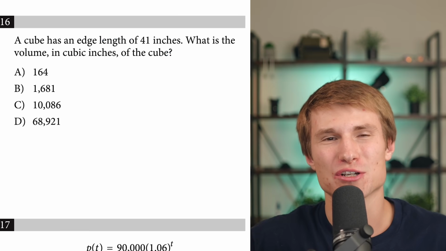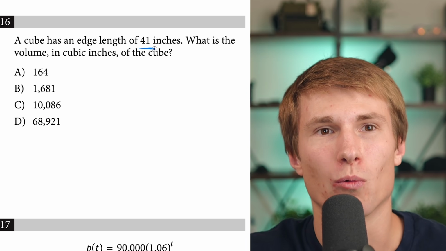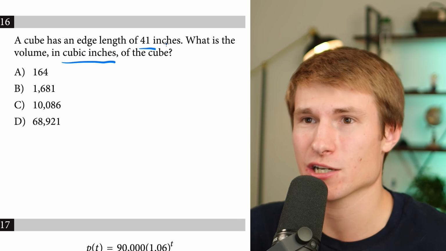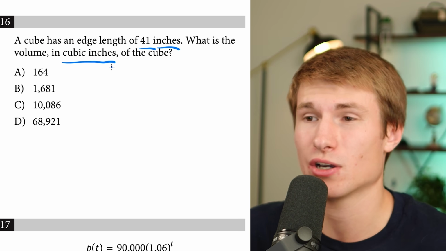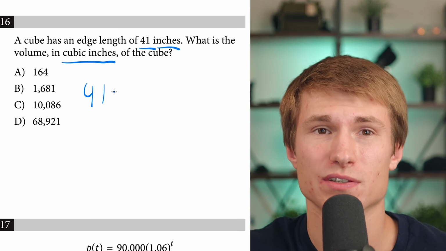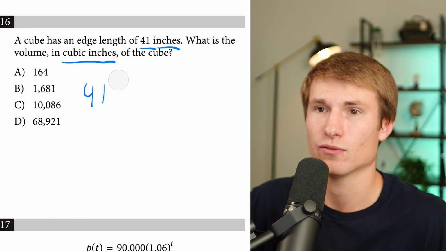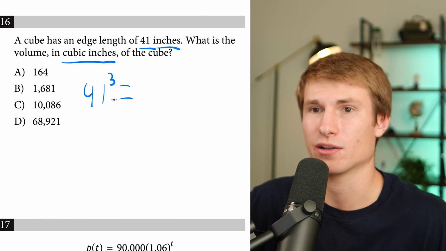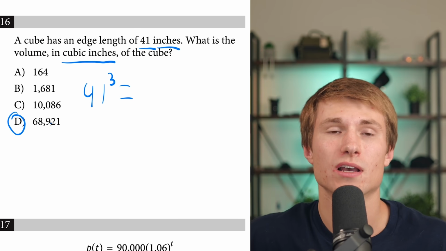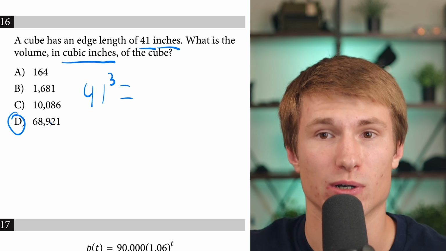Here's how to solve this question about volume on the SAT. Question 16 states a cube has an edge length of 41 inches. What is the volume in cubic inches of the cube? One thing you want to pay attention to on the SAT math section is units. In this case, you see they're both inches, so it's very easy. All you have to do is take your 41 inches for your edge length and raise it to the power of 3. So 41 raised to the power of 3. You put it in your calculator and you're going to get answer choice D, 68,921. The reason we're raising it to the power of 3 is because a cube has a length, width, and height that are all the same, so the volume is just 41 cubed.